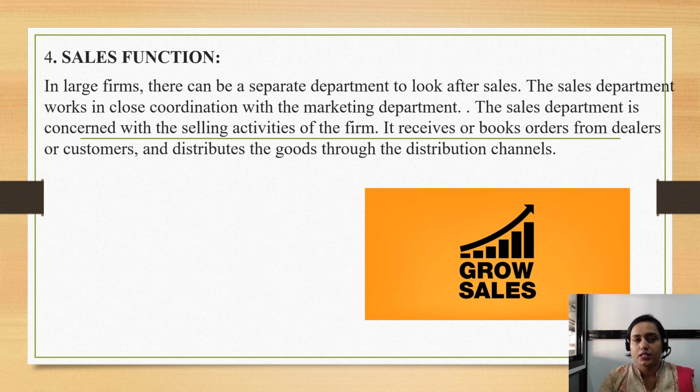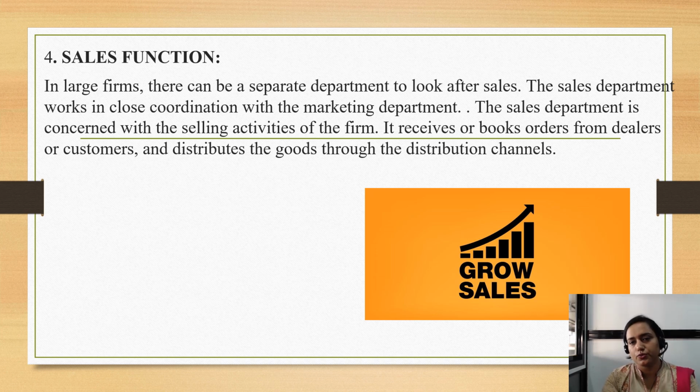Going ahead with the next function, that is the sales function. When we talk about sales and marketing, it may be the same for small firms, but for a big organization, these are different functions. The sales department is a separate one. The sales department looks after the sales only. They do their activities in close coordination with the marketing department.